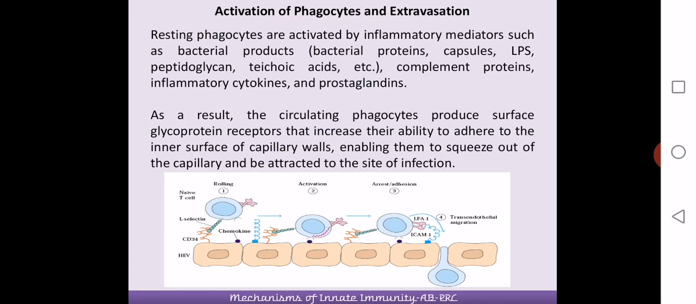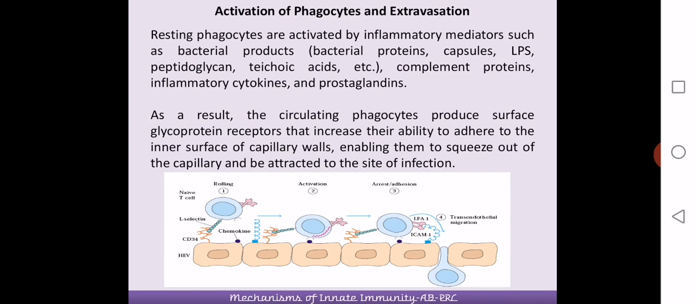Then we will see the mechanisms one by one. The first stage is the activation of the phagocytes, and there is one more term used, called extravasation. The phagocytes present in the blood are usually involved in the first response to any pathogen, and these are usually in the resting stage. They are not activated. But when you have an infection, when a bacterium enters the body, bacterial products like bacterial proteins, capsules, lipopolysaccharide, peptidoglycan, etc., can activate the phagocytic cell.